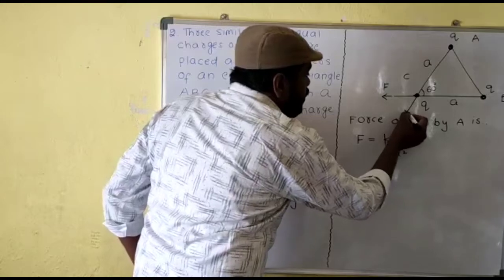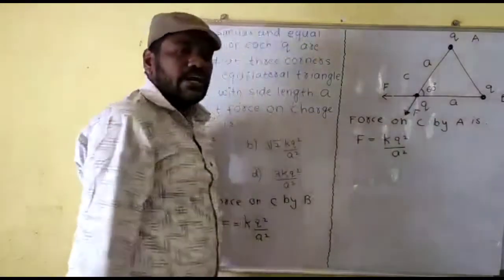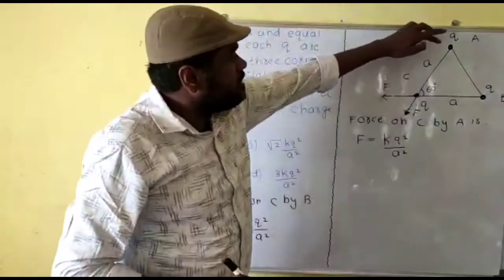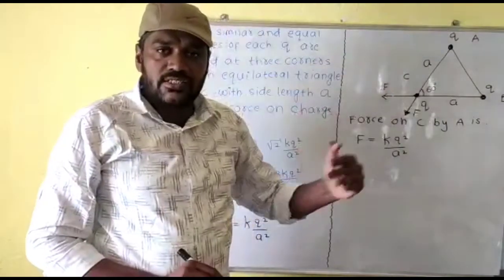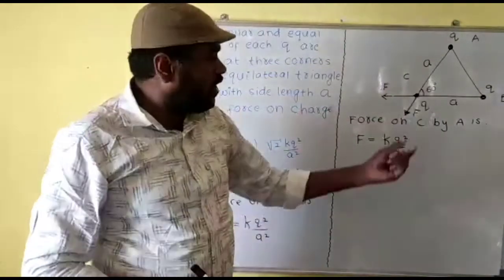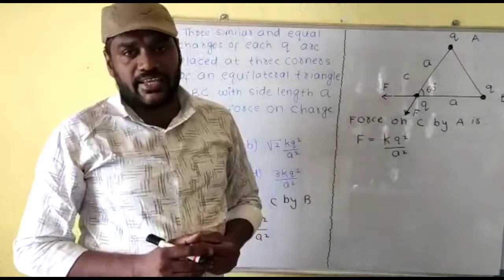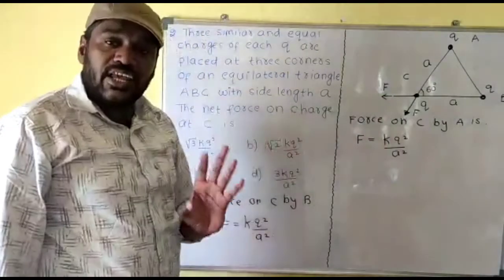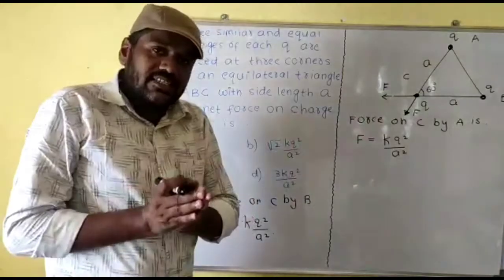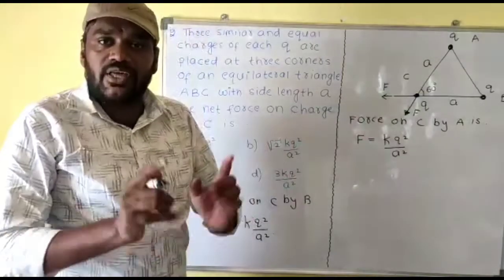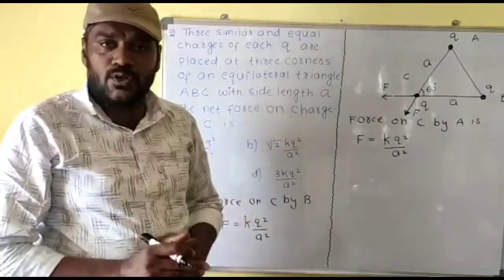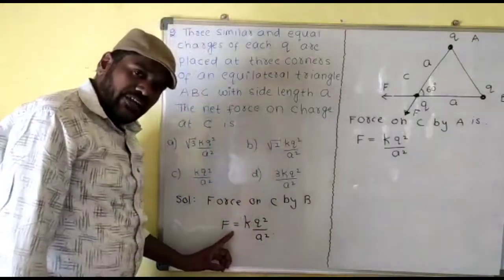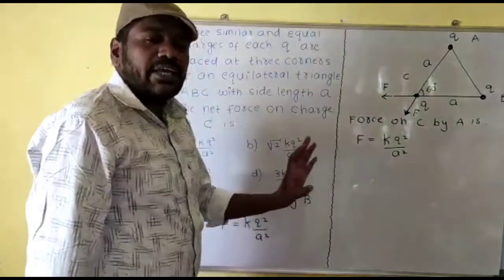Sir, why have you taken this direction? I will say that because both are similar charges, the force is away from the charge, therefore I have taken the two forces like that. Here I have taken F and here also I have taken F. Why? Because the charges are the same and the distances are also the same, therefore the amount of the force is also the same. That's why I am indicating F here and F here.